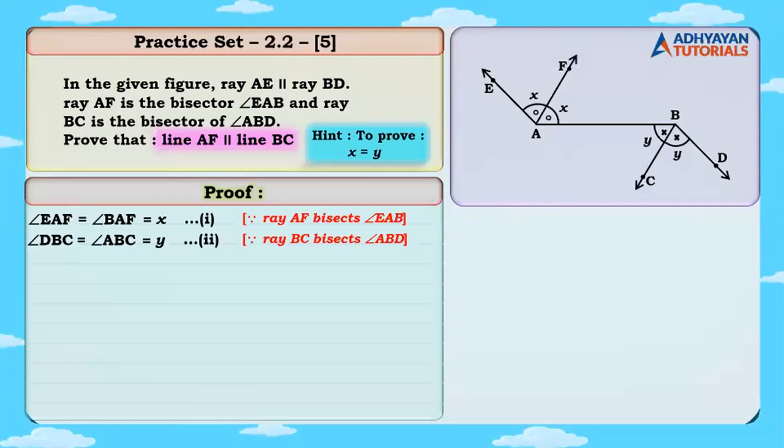Question is, how do we prove x is equal to y? Look at the given information. Always remember, in order to get started with the sum, we use the given information. The given information, children, here is ray AE parallel to ray BD. Now, since these two lines are parallel, we need to talk about the transversal.